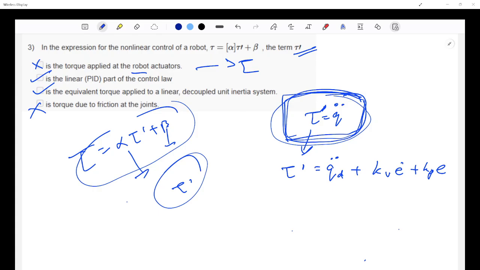So you can think of it like this. There is an original robot. It is a complicated nonlinear system. After cancellation, it becomes a simple system. Tau dash controls that simple system. Okay. So tau is the real torque and tau dash is the virtual control input.